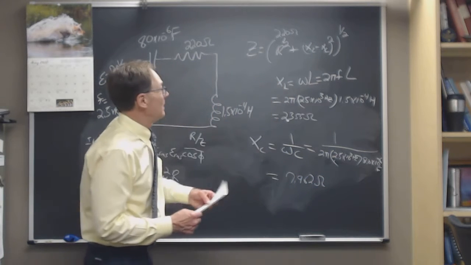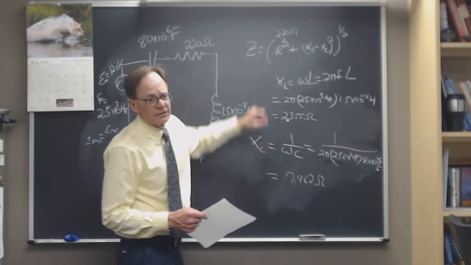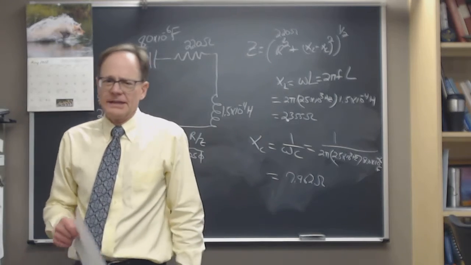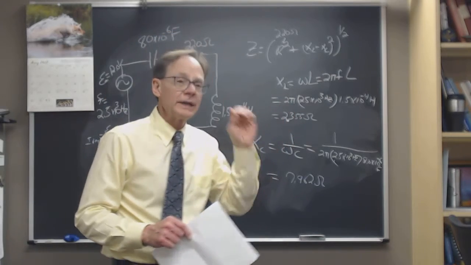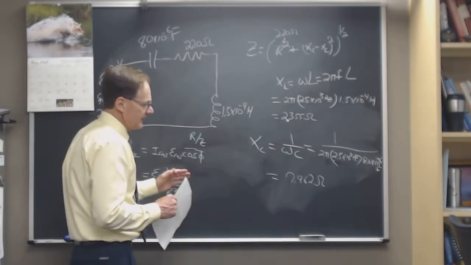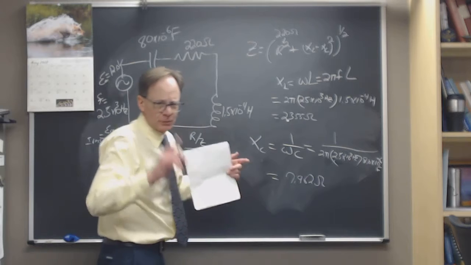So again, pretty small relative to what this resistance is. So the resistance is dominant in this circuit. What that means is, relatively speaking, we're not really far from the resonant peak in this circuit. So we'll come back to that.